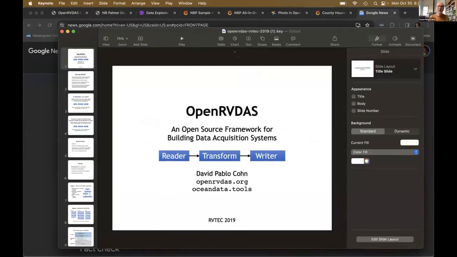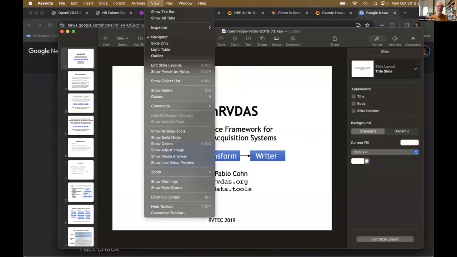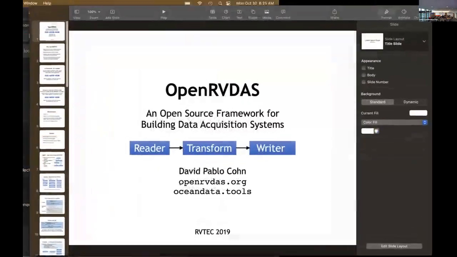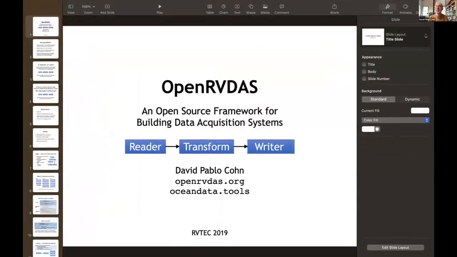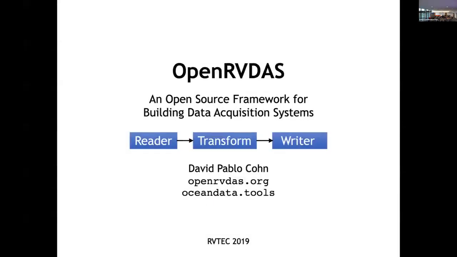Okay, so let's try to figure this out. How do I turn this into a slideshow? I am not a Keynote user. View slideshow, enter full screen. Oh, come on. Enter full screen. Yeah, there it is. Well, it's still giving me the editing. There's the play button, Pablo, in the top. Play. There we go. Thank you, Webb. Okay.